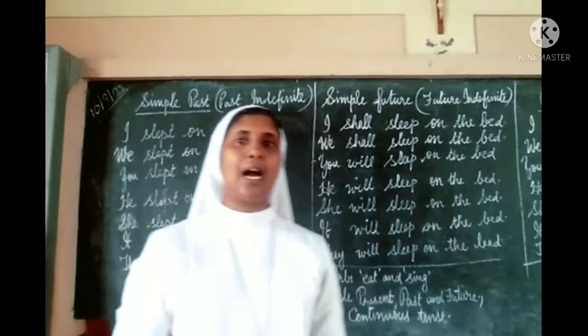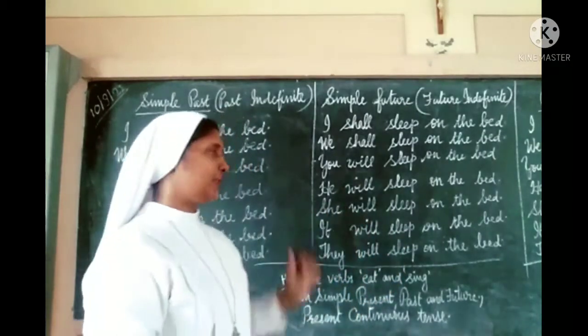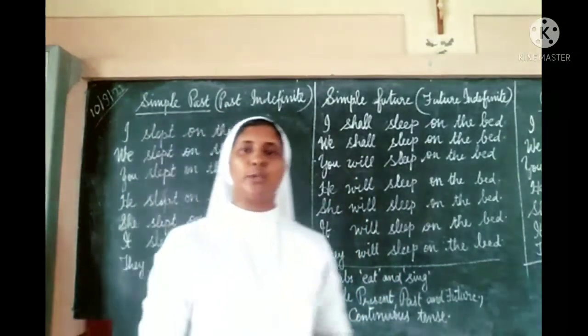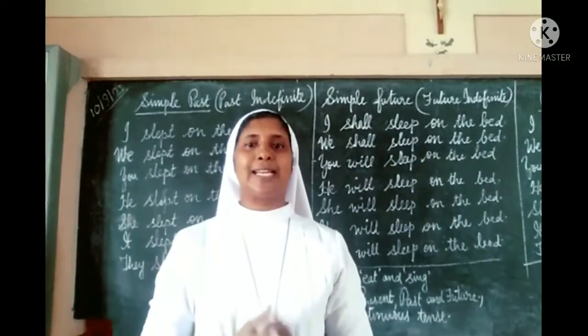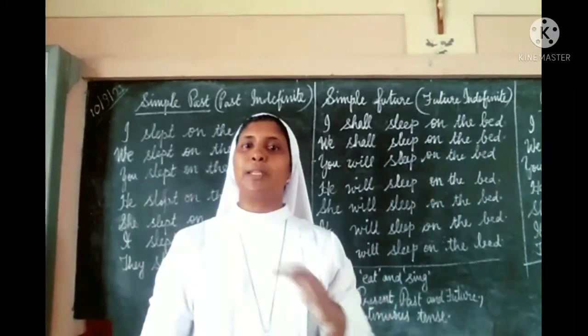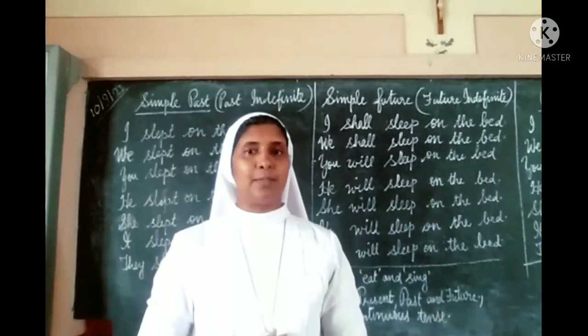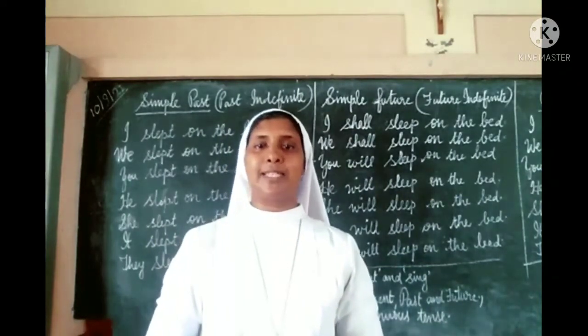Yesterday we saw how to form the simple present tense. Today we will learn how to write simple past tense, or past indefinite. The only thing we have to do is write the past tense of the verb. In the present tense, we wrote the base form of the verb, and in the past tense, we have to write the past tense of the verb.